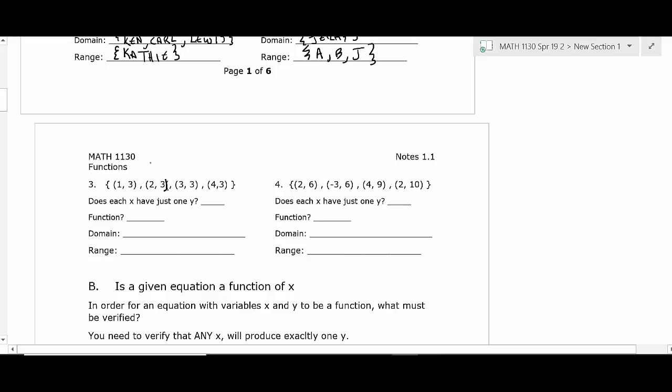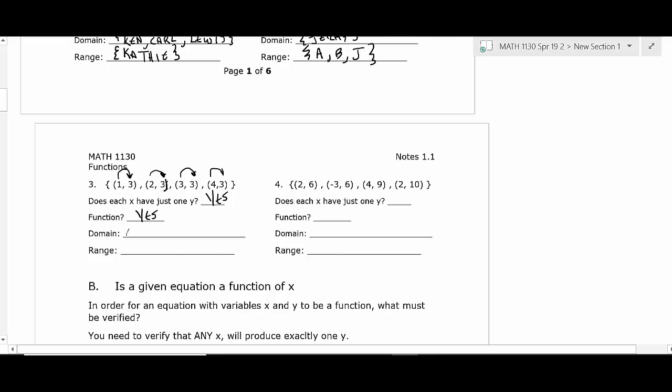Yeah, okay, so every x has one y. The value 1 just has a 3. See, all of these x values are different. So every x just has one y. So that's yes, that means it's a function.